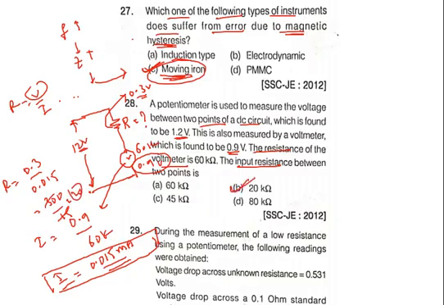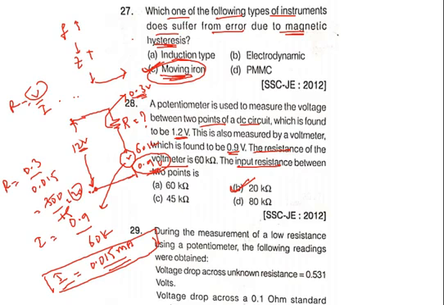Hope you understood. Again I am repeating. Across these two terminals, 12 volts is given. Across the voltmeter, 0.9 volts is given. Across the resistor, how much will it be? 12 minus 0.9, that is 0.3 volts, across the resistor. If we know how much current is flowing through this resistor, we can easily calculate the resistance, because resistance is equal to voltage by current.